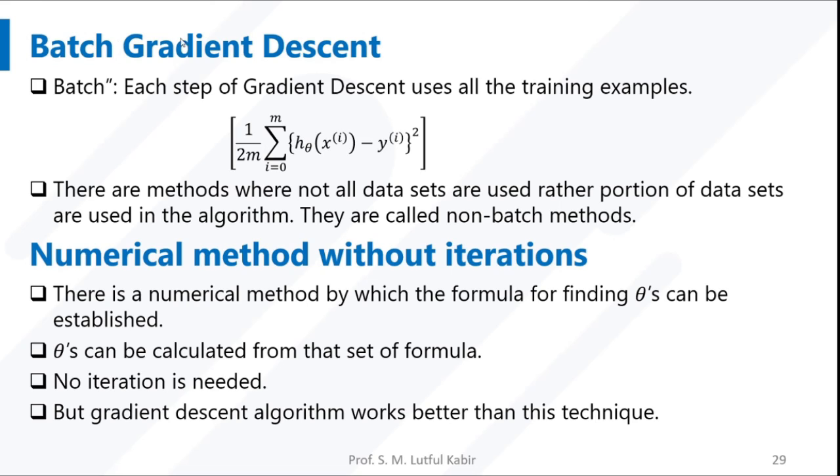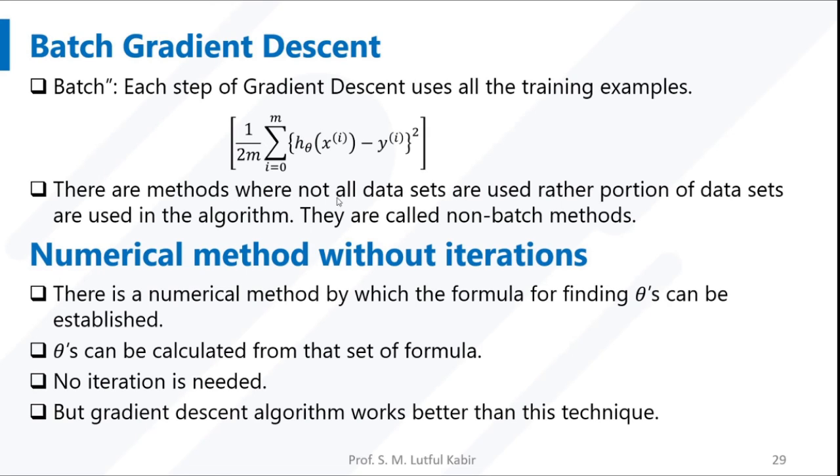Let's talk about two points. One is batch gradient descent, the other is the numerical method without iterations. The method that we follow is batch gradient descent. It is called batch because we are using all the data in our calculations. That means each step of gradient descent uses all the training examples. You can see from i equal to 0 to m. That means the whole given data set has been used in finding the cost function.